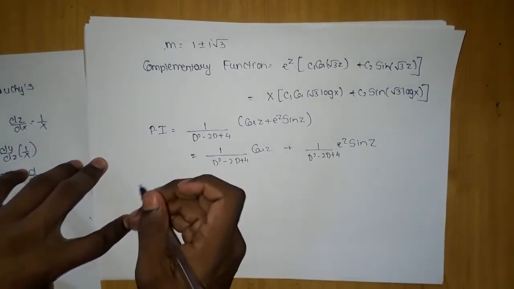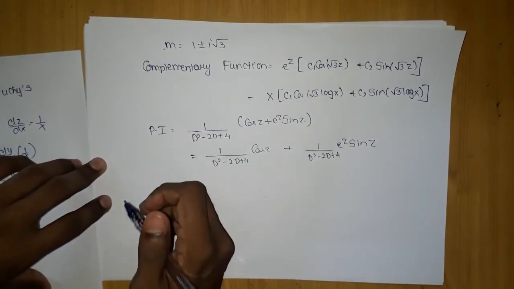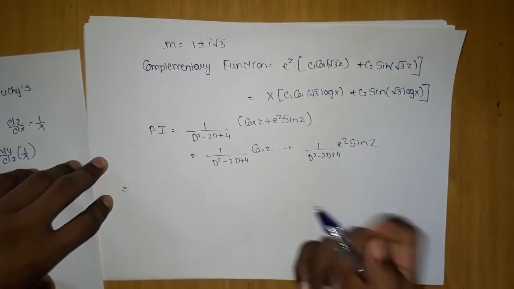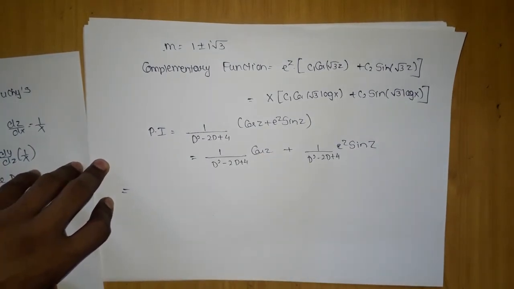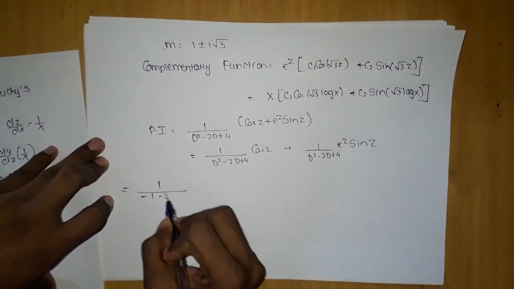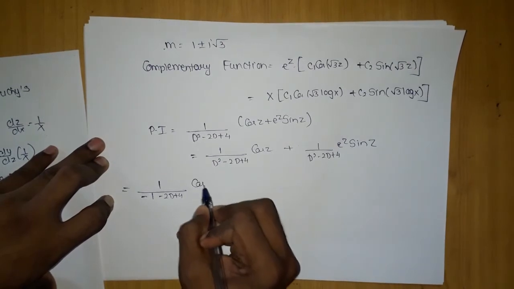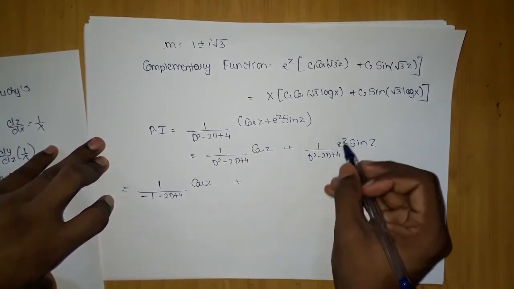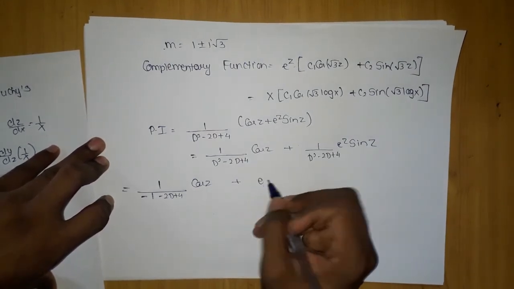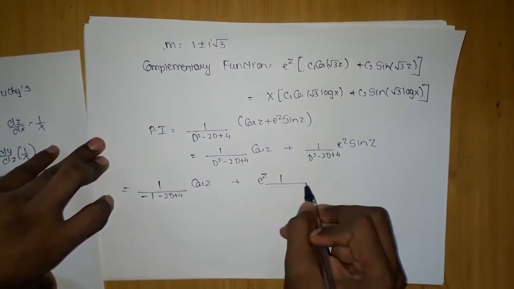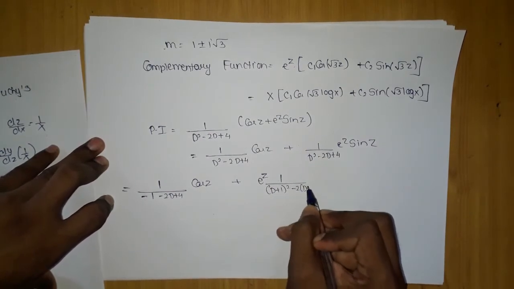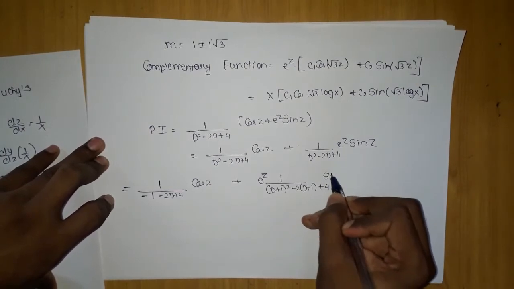Now you can solve them separately, it's completely up to you, or you can solve them directly. So here, what we used to do in sin and cos, we used to replace D squared by minus a squared. So it will be 1 by (minus 1 minus 2D plus 4) cos z. And whenever e to the power z is there, we used to take the e to the power z on the left side and replace D by D plus a, which will be (D plus 1) the whole squared minus 2 into (D plus 1) plus 4, into sin z.